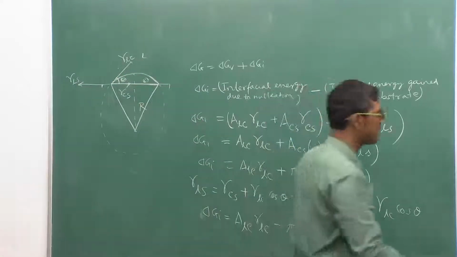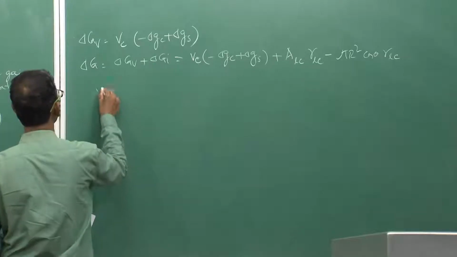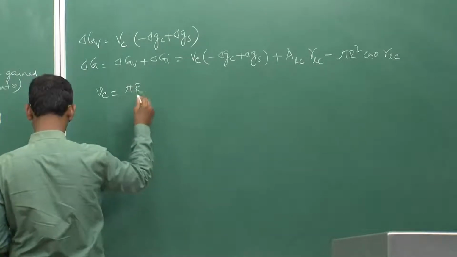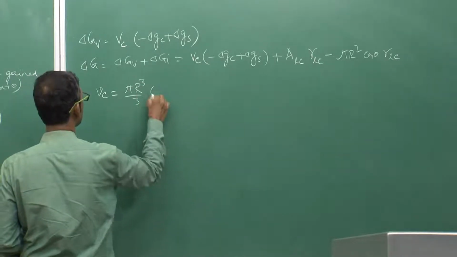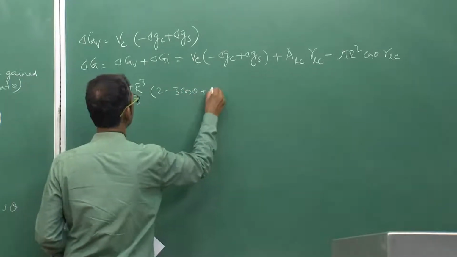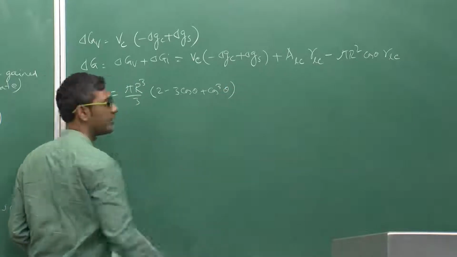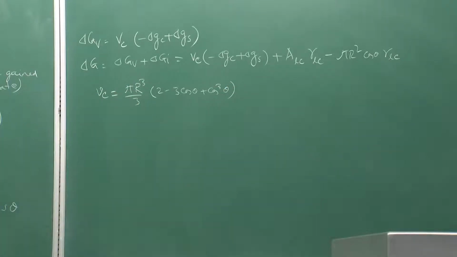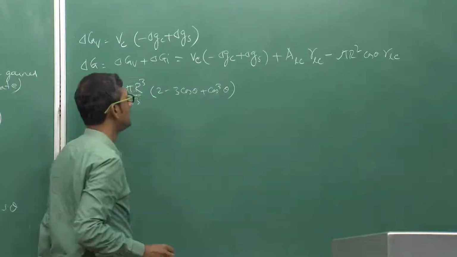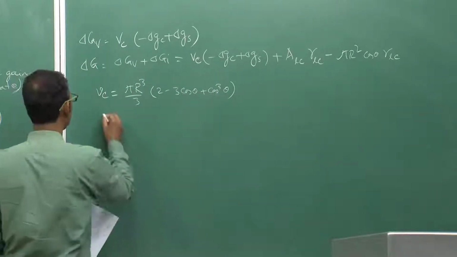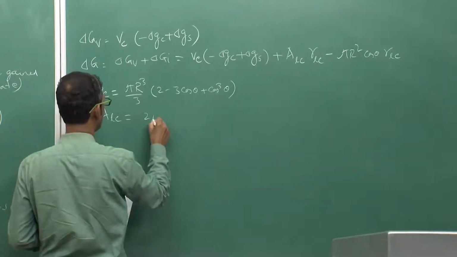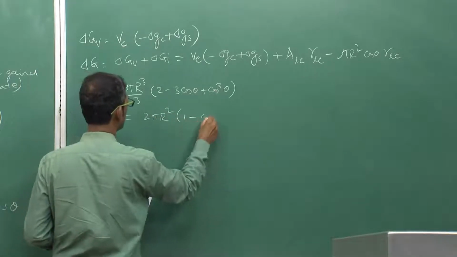Now geometrically this is done in the book, you don't need to do it, you can do it yourself also. The value of this one is simply this. I am not doing it because this is geometrically possible to do, you should try. I have also tried and you can get it. Second is that A_LC is equal to twice pi r square times 1 minus cos theta.